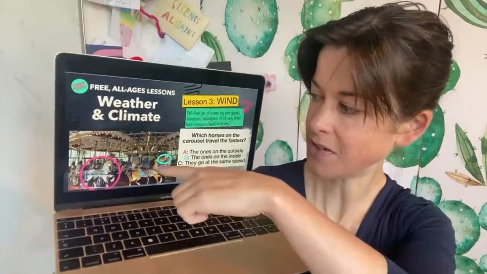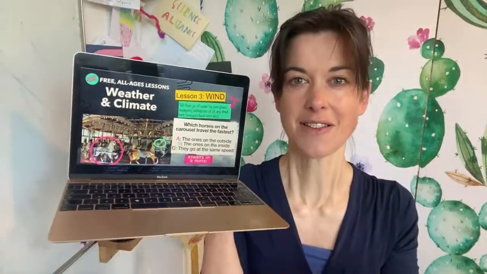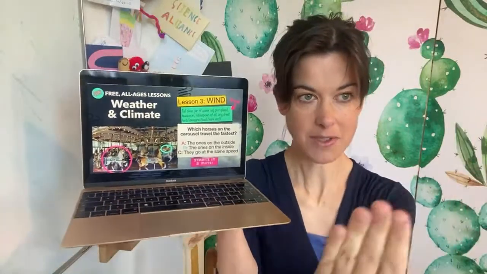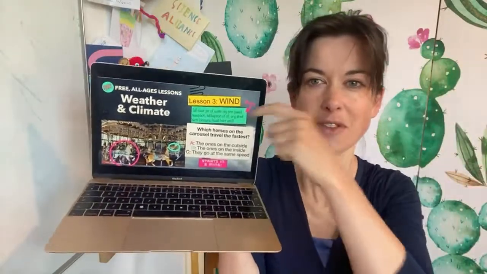I'm going to do that really annoying teacher thing of just not telling you the answer for ages. I've asked you, first of all, which horse on a carousel do you think is going the fastest? The ones on the outside, like where the people are that you can wave to, or the ones on the inside? Which one's going fastest? Or are they both going the same speed?